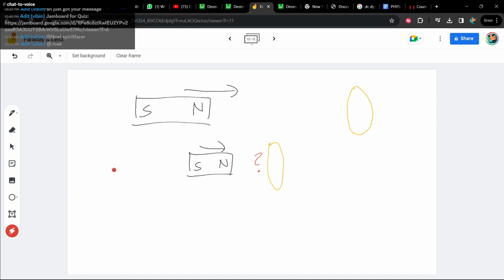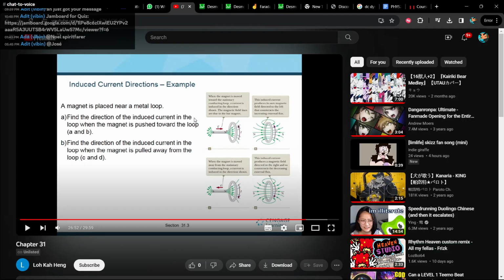Basically, Lenz law states that the induced current will oppose the direction of motion. This is the simplest way of putting it, but there's actually a proper definition. You know what? I'll just check the proper definition. Give me a moment while I check on it. The proper definition of Lenz law is, where is this thing?